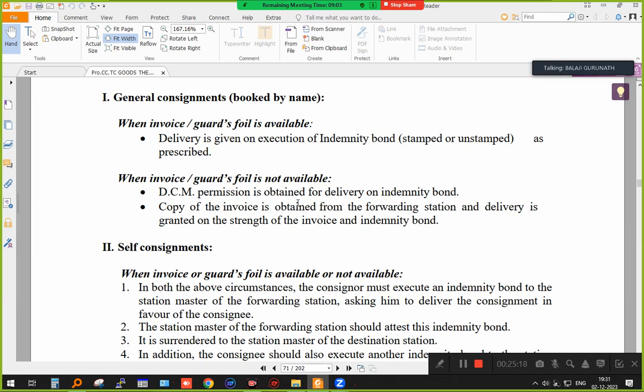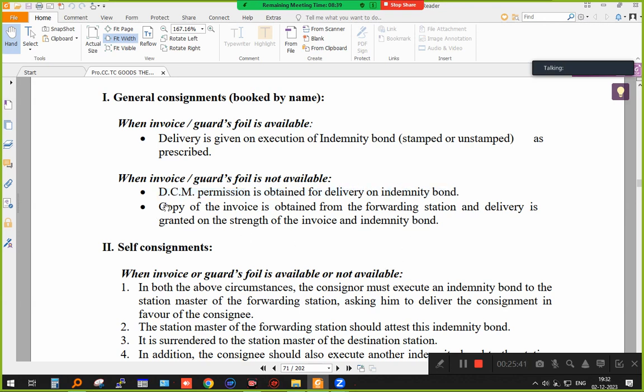So we cannot collect undercharges. We cannot collect any dues to the railway. We cannot know whom we are delivering. So we are in the dark. In such cases, what to do? Can we stop delivery? No. We still have to deliver. For that, DCM permission is obtained for delivery on indemnity note.